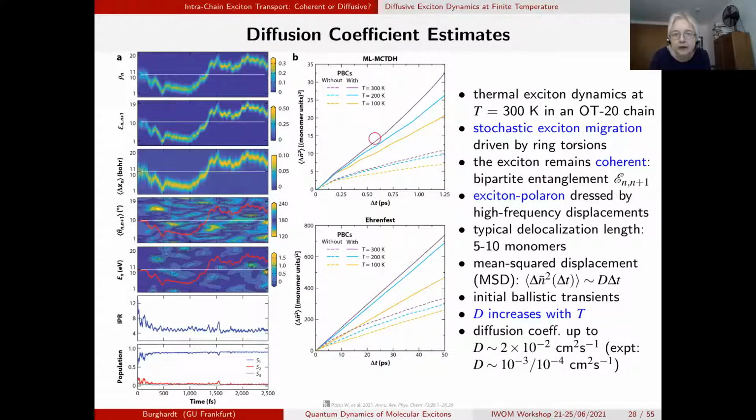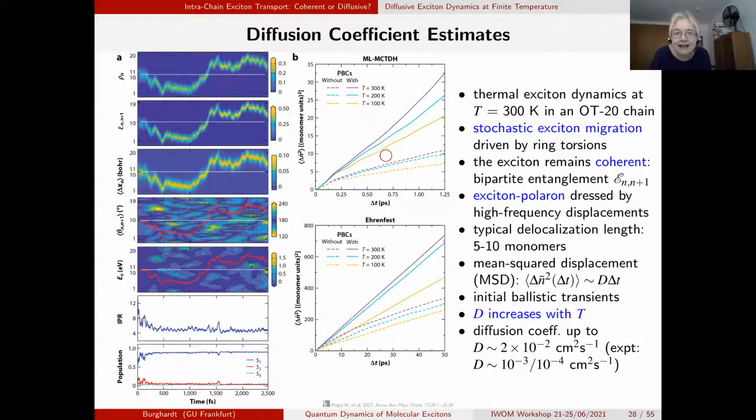And so we also see that the behavior is more or less linear after a transient period. So actually we are sort of in a normal diffusion regime, despite the fact that what we actually see is like coherent type exciton motion.